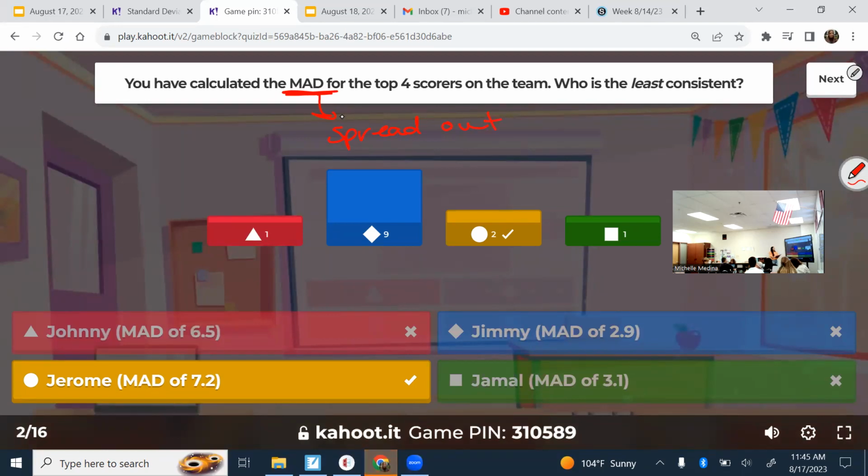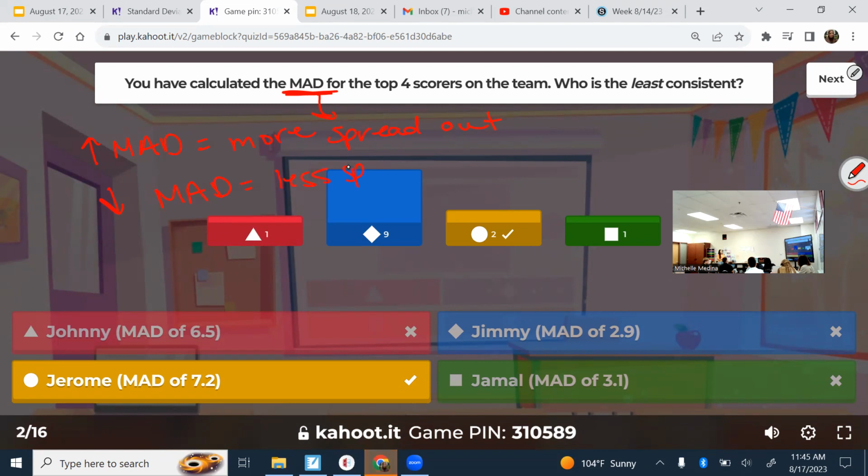So the higher the MAD, would you say that that's more or less spread out? So then that would be more spread out. So then the lower the MAD would be less spread out.